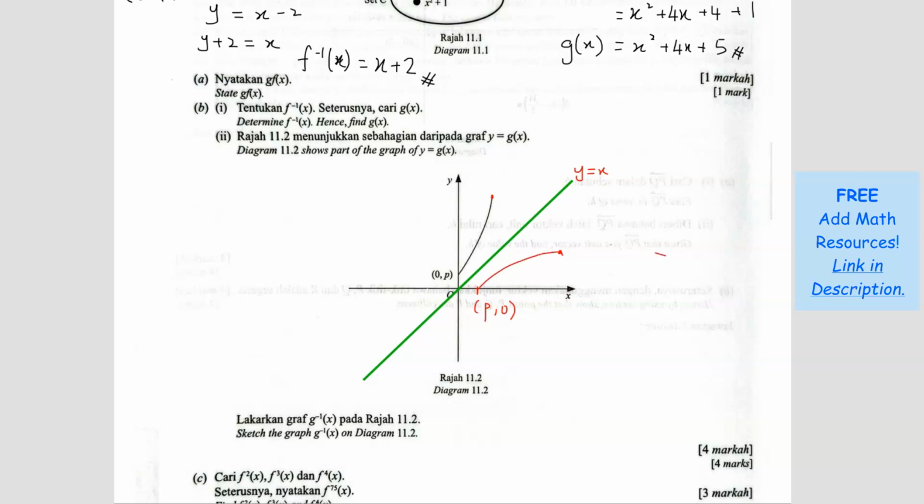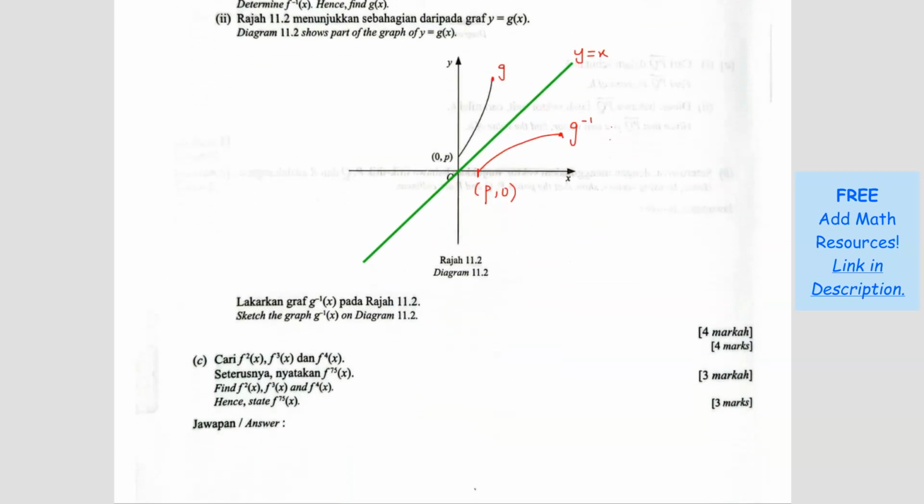So it's basically a reflection. Okay, that's all. So this will be the g inverse. Here will be the g function. This will be the g function. This will be the g inverse. Okay, so that's how you do it.